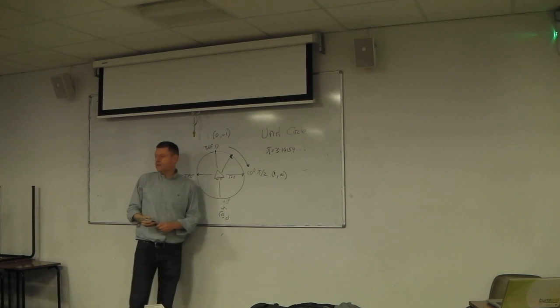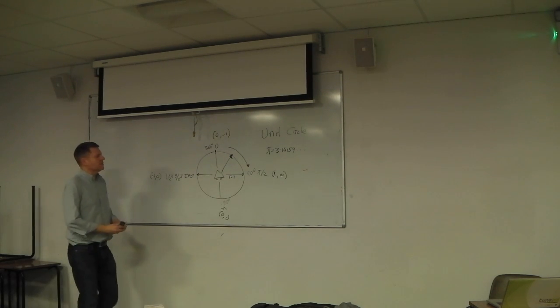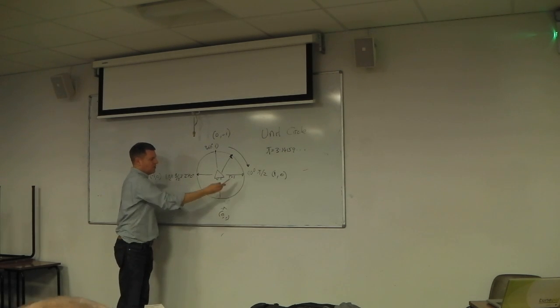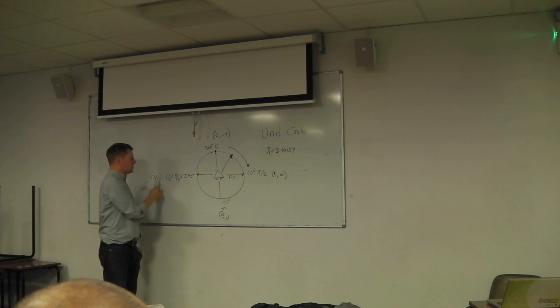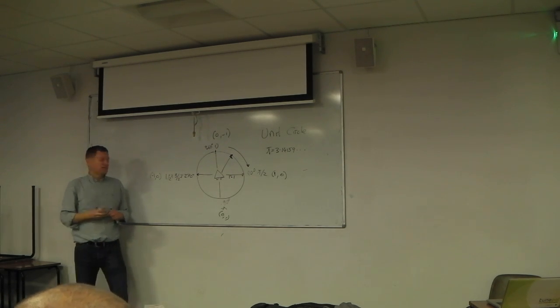It's called a unit circle. A unit circle is just a circle with a radius of 1. By the way, if that's 0, minus 1, that's 0, 1, that's 1, 0, that's minus 1, 0. What's the coordinates of the center of that circle? 0, 0. Great.